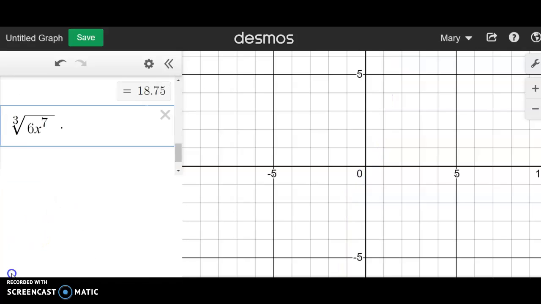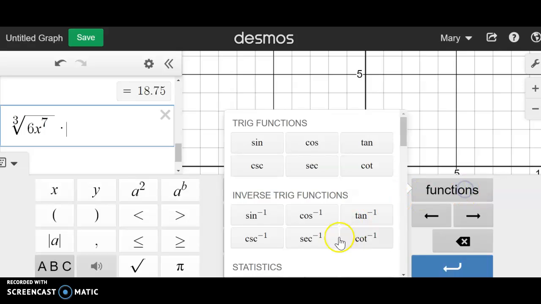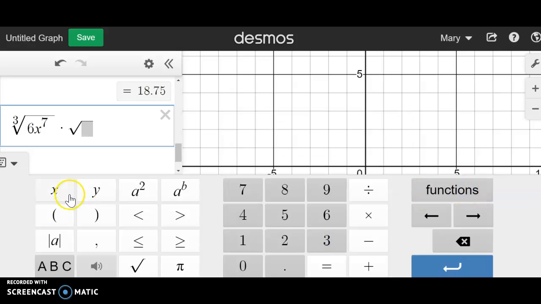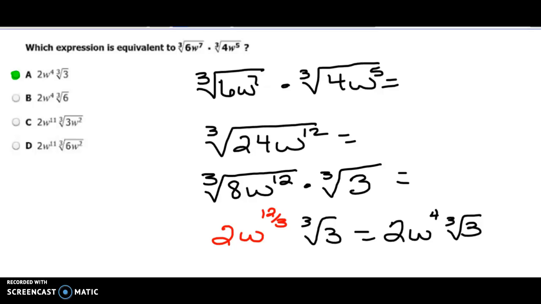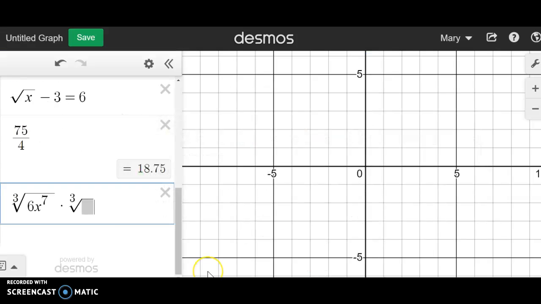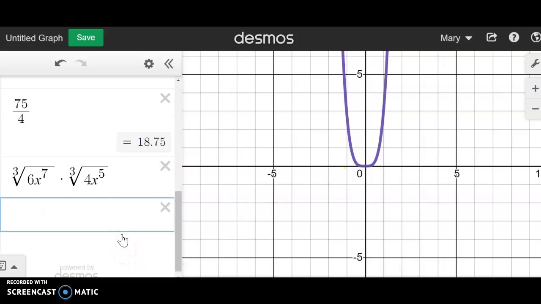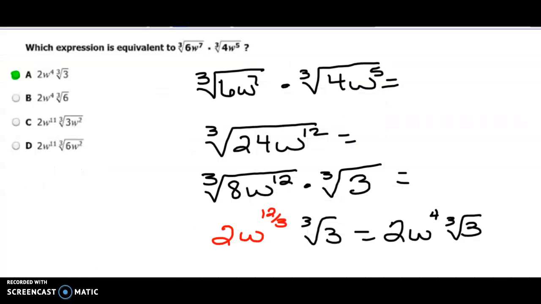Times the cube root. Go back to our functions again. And this time we have 4x to the 5th. Right? So we've got a little graph here. And then we have all of our answer choices. So again, when we're given our answer choices, we can plug each one of them in there individually. So let's start with B.